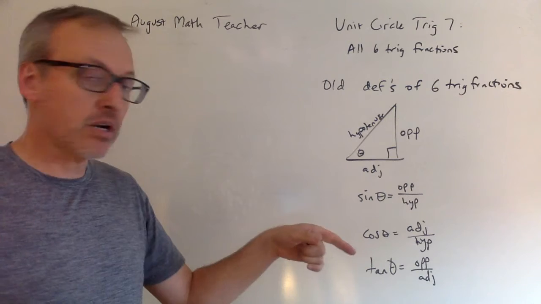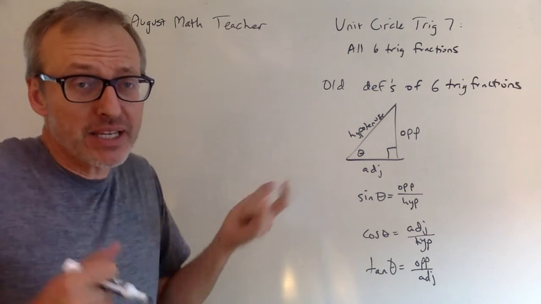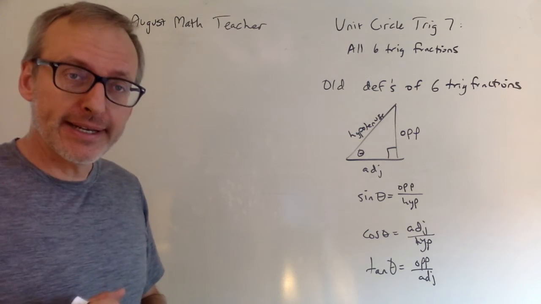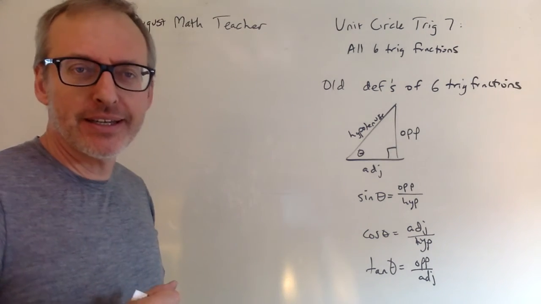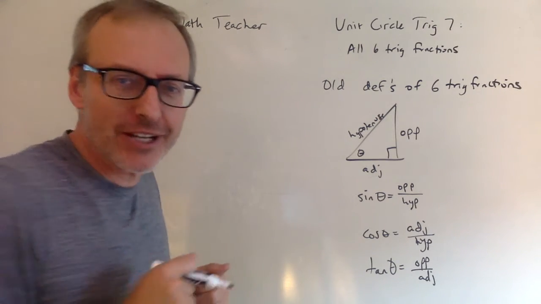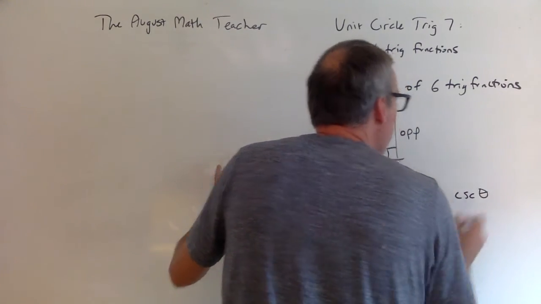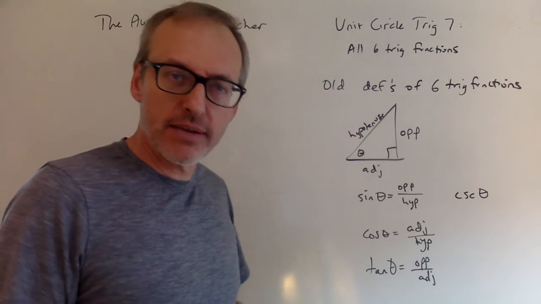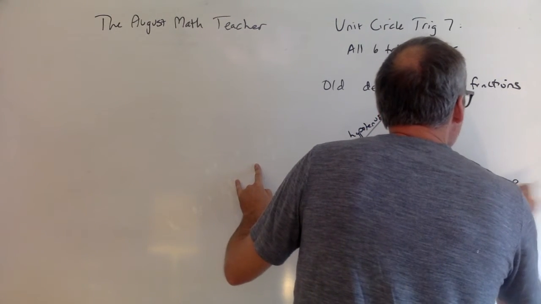The next 3 are just the reciprocals of these. And they aren't super important, honestly. I mean, they get used in various places, but they get a little overemphasized, I think, in high school math. That said, you're in high school math, so you got to learn them. The reciprocal of sine is the cosecant of theta, CSC of theta, and it is the hypotenuse over the opposite.